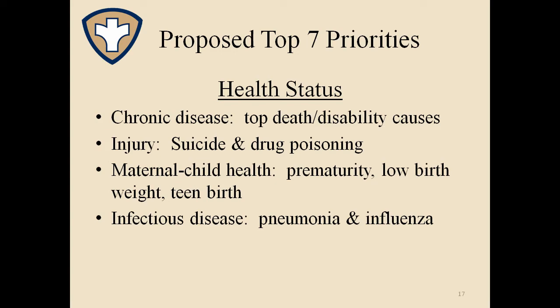After digesting the information in the CHA with those thoughts in mind, the steering committee agreed on the following 7 health status and system level priorities. These will be listed in no particular order of priority. Determining the top priorities will be your job. 4 of the issues are health status priorities.